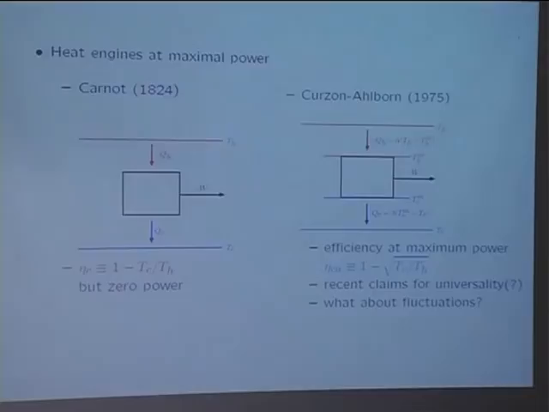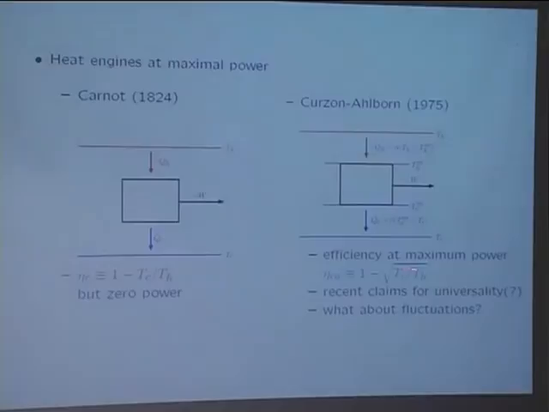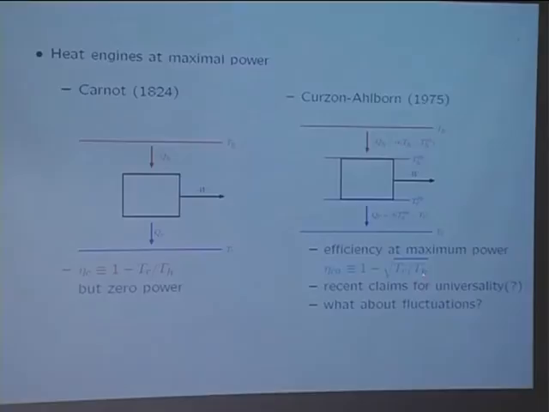In 1975, Curzon and Ahlborn, again a beautiful paper in the American Journal of Physics, asked the question, what is the efficiency at maximum power? They now include the losses due to this finite heat transfer, and they found a cute expression which almost looks like Carnot, but it just involves the square root. Then there were recent debates, I don't want to go into too much detail here, whether or not this is universal, whether it's a true bound, and we asked ourselves, what is the role of fluctuations?